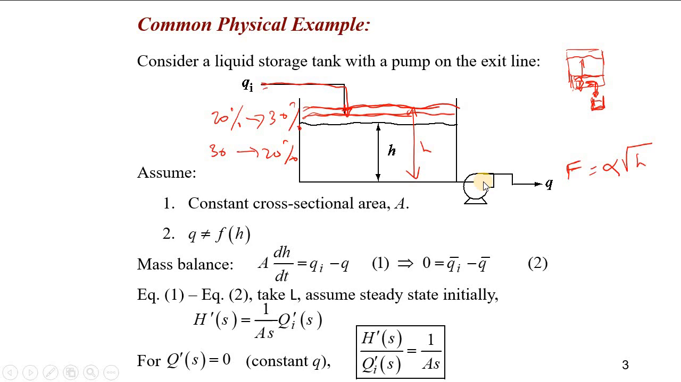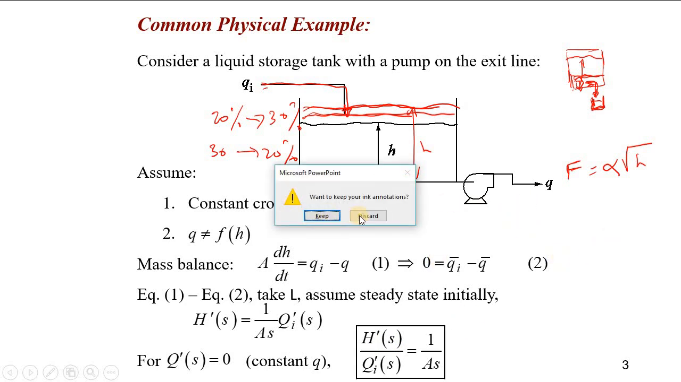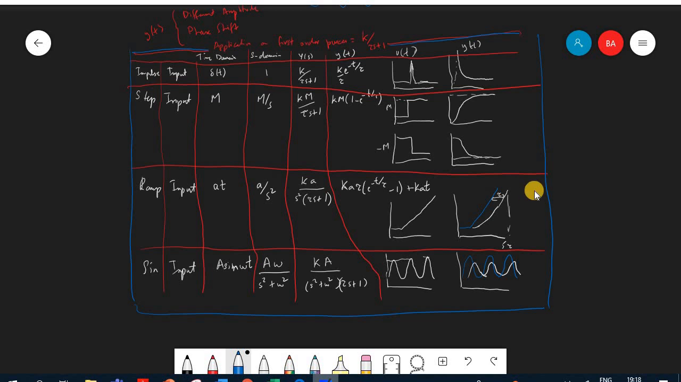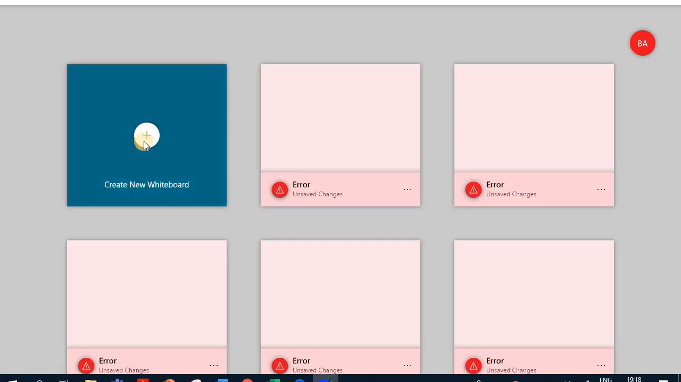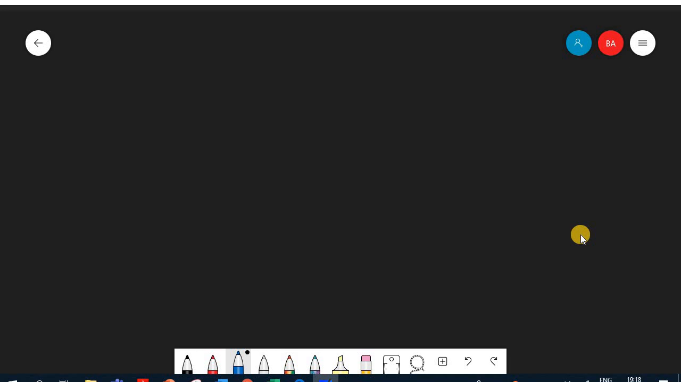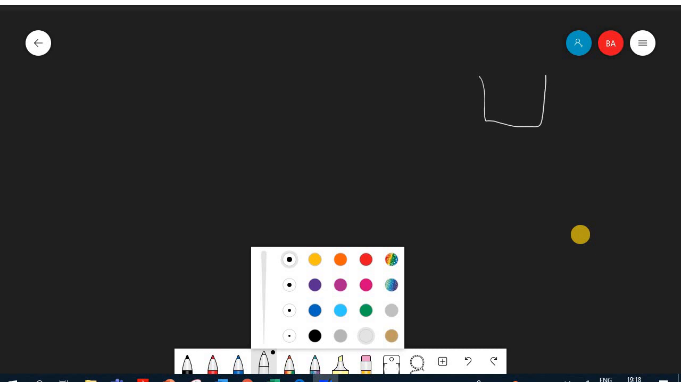Okay, how can we represent this in terms of our system here? I think it's a good idea to represent this. Oh, that's a beautiful picture from last time, huh? I think you already recorded that, right? So now we have a new board, and we have a tank here. So we do have a tank, and I think it should be like that.